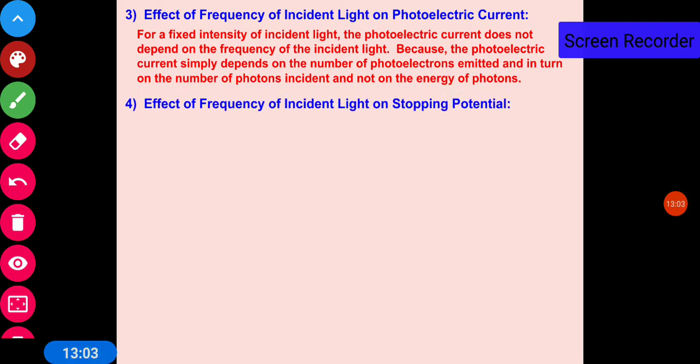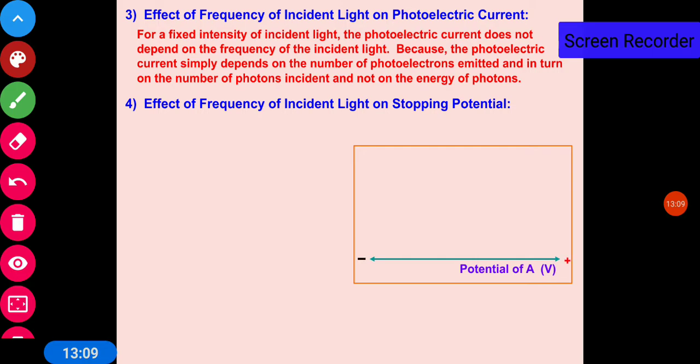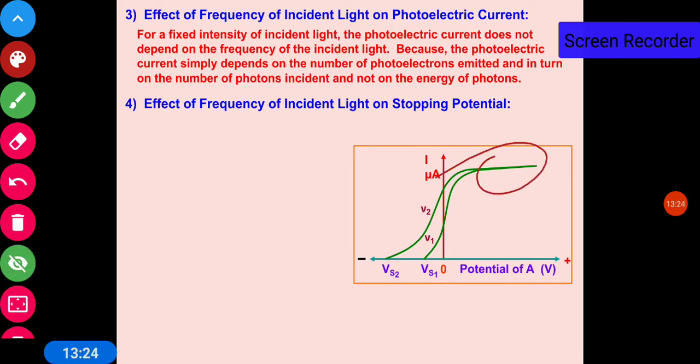Effect of frequency of incident light on stopping potential. So let us observe this. Now this is the potential of anode, and the current. For a particular intensity of light, there is a stopping potential S1. Now if, for the same intensity, the energy of the photons is increased, meaning the frequency is increased, it is observed that the stopping potential is increased.